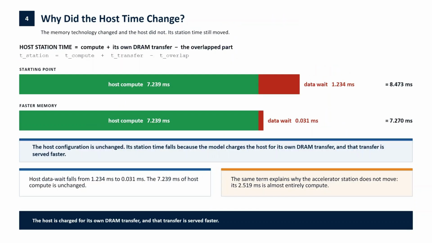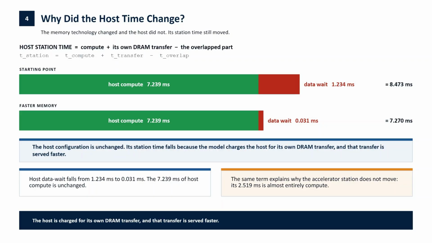This page addresses a natural question. If only the memory was changed, why did the host station time change as well? The key is that host station time does not represent pure CPU compute time alone. Host station time consists of host computation time plus the host's own DRAM transfer time minus the portion in which those two activities overlap. On the screen, this is expressed as station time equals compute time plus transfer time minus overlap time. Let us break down the values using that definition.